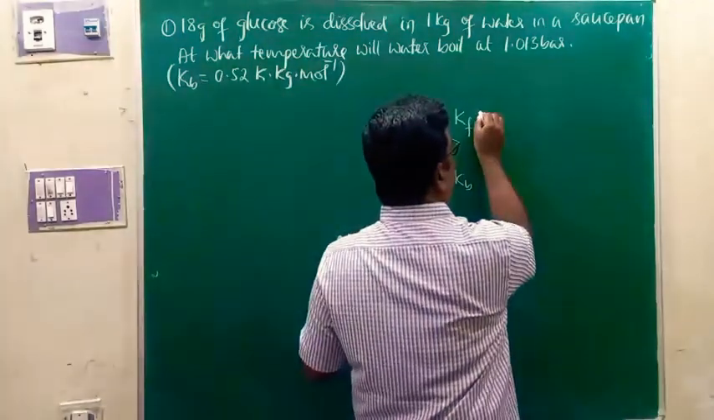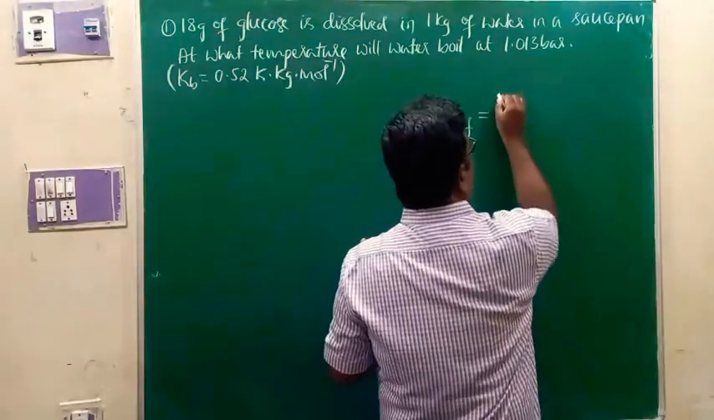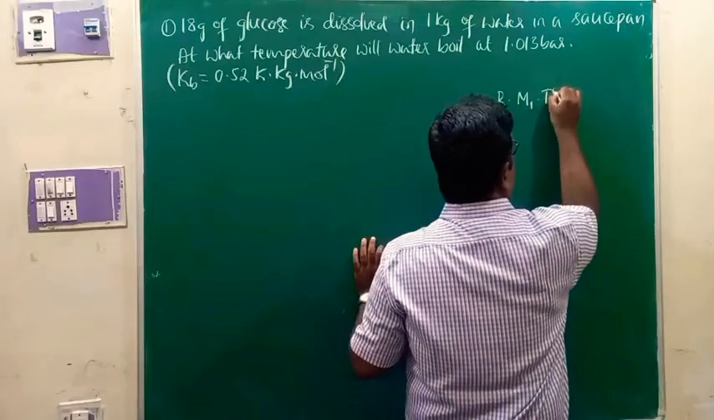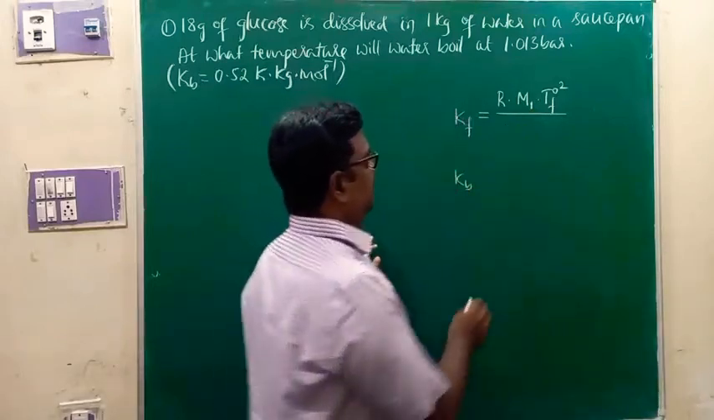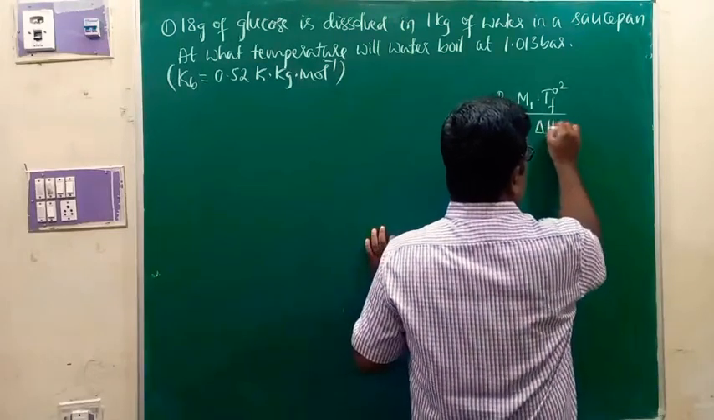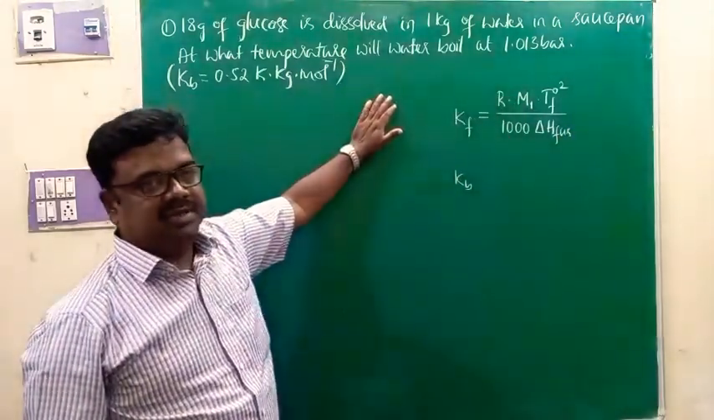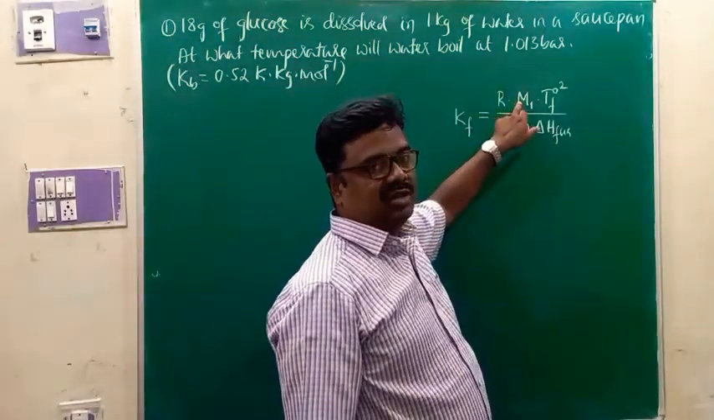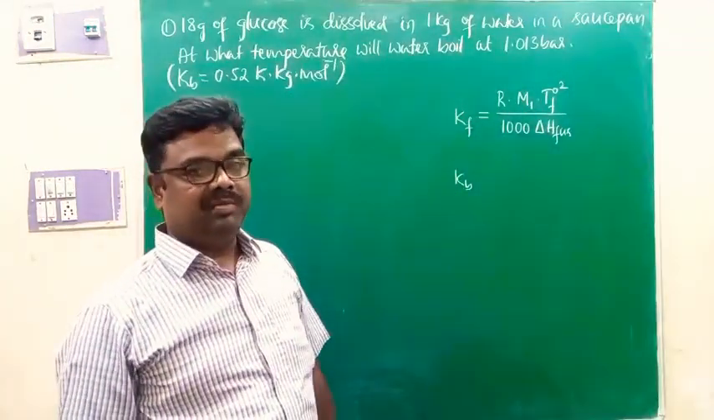That is the molar depression constant, Kf, which is equal to R into M1 into Tf naught square, divided by 1000 into delta H of fusion. This is the expression that I can use for calculating the Kf value. R is the gas constant, M1 is the molecular mass of the solvent. That's why I said Kf is a property of a solvent, the molar depression constant.